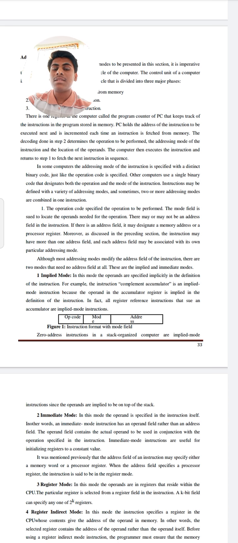The next concept is different types of instruction format, using the direct addressing mode and indirect addressing mode. A set of bits which specifies an operation is called an instruction format. The length of the instruction format is a multiple of 8. There are three categories: memory reference instruction format, register reference instruction format, and input output instruction format.